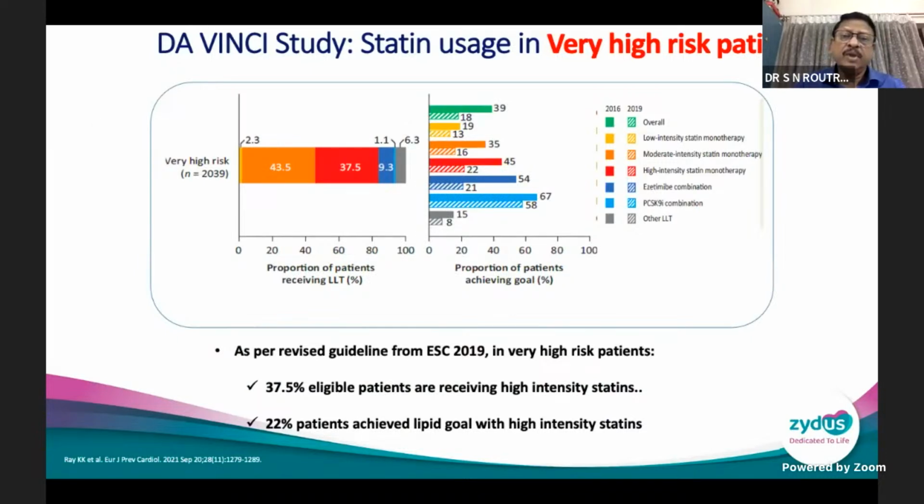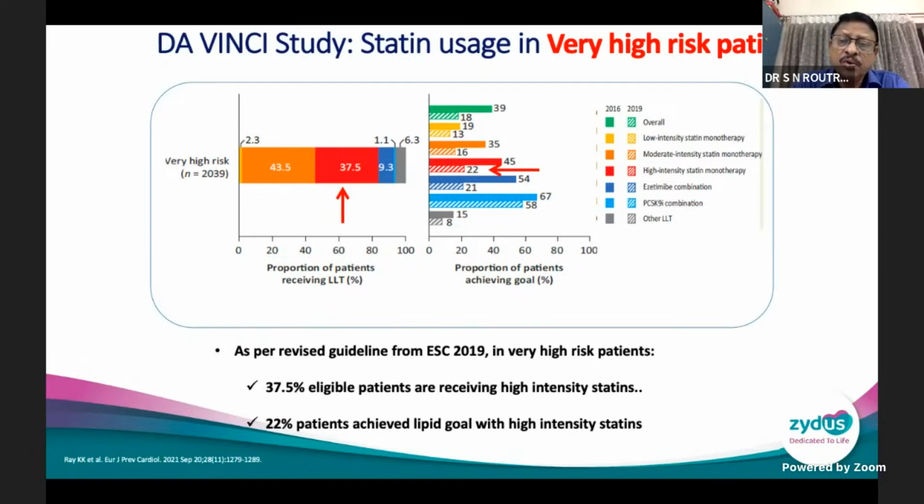Again, these are very high risk patients. This shows the proportion of patients on lipid lowering therapy. Only 37.5% of eligible patients are receiving high intensity statin, though these very high risk patients need very high intensity statin. And out of that, only 22% reach the target of LDL cholesterol less than 55 milligram per dL. So only 22% achieve the lipid goal with high intensity statin in the high risk category.